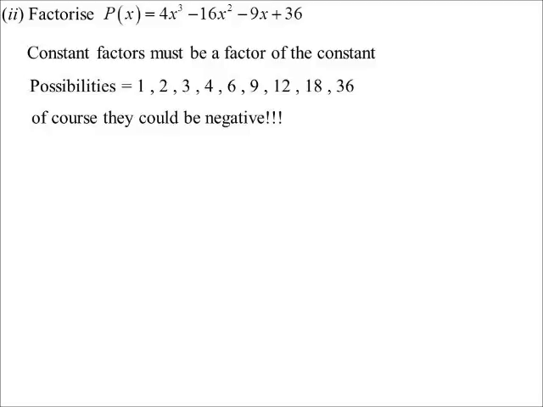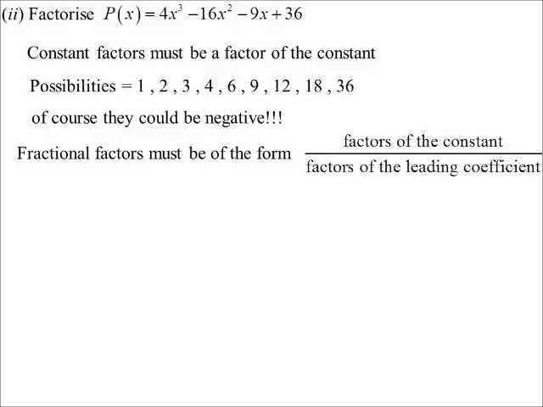But because it's not monic, one of the factors is not going to be x minus something. It might be 2x minus something. So therefore, we have to try all the factors of the leading coefficient. Could be in the denominator. Because if you think about it, if 2x minus 1 was a factor, you'd get the answer x equals a half. The top of the fraction is a factor of the constant. The bottom of the fraction is a factor of the leading coefficient.